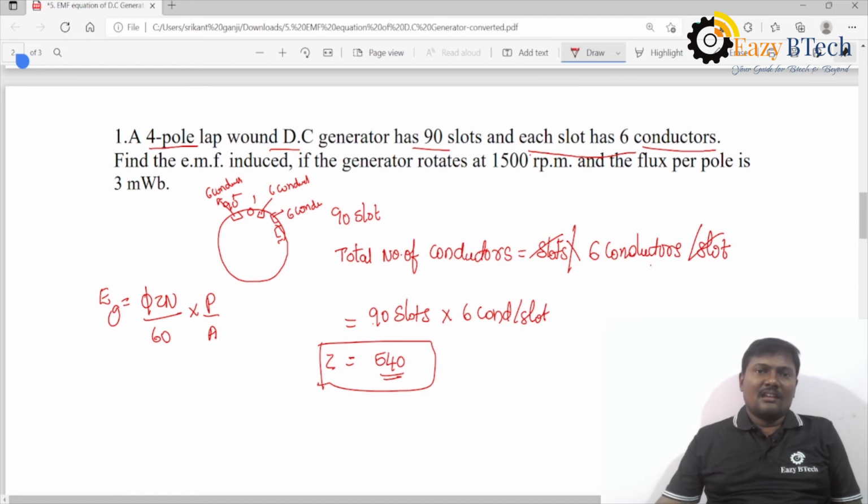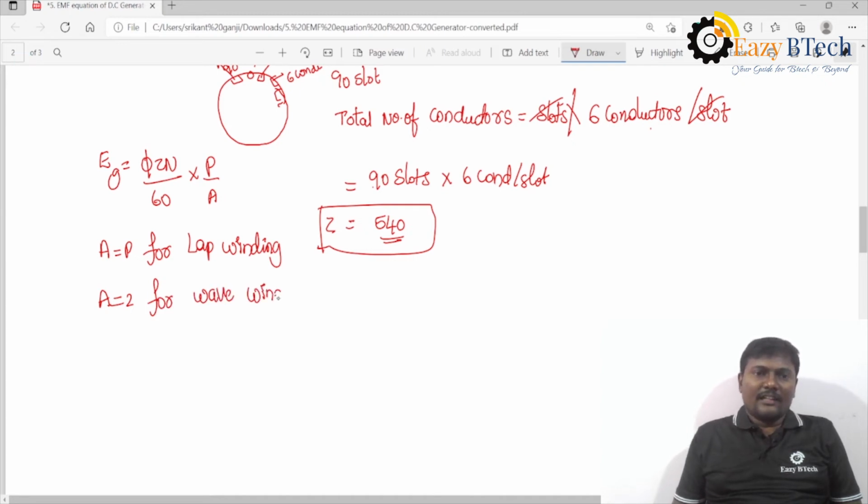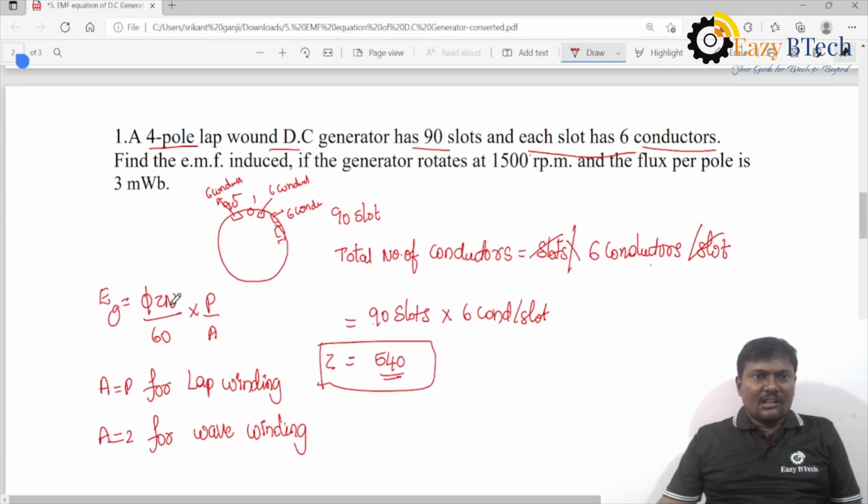One more thing, in the generated EMF equation phi Z N by 60 into P by A, A is equal to P for lap winding and A is equal to 2 for wave winding.